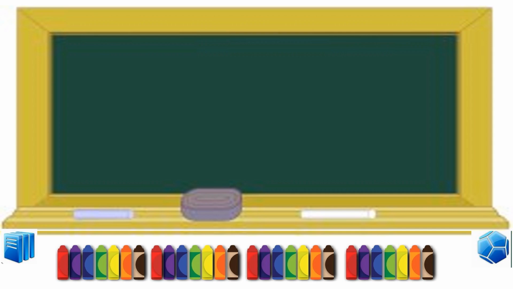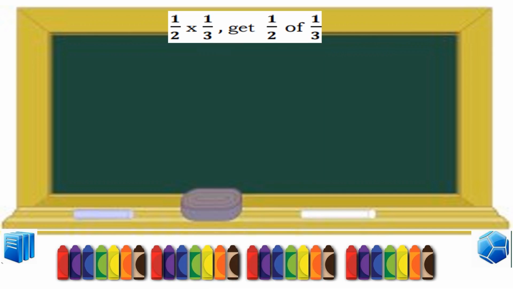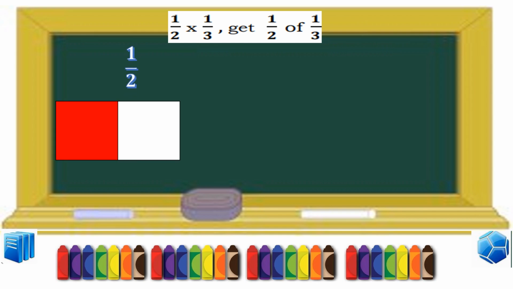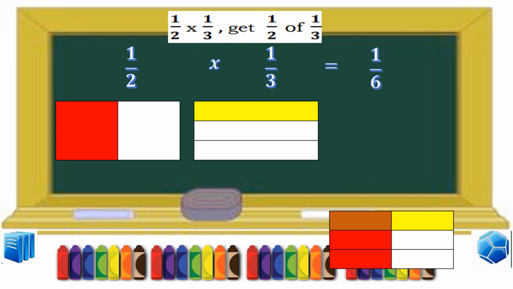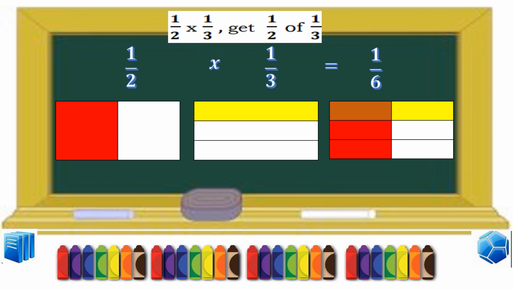So let's have a review. 1/2 times 1/3, or get 1/2 of 1/3. So this is 1/2. Out of 2 equal parts, 1 shaded part, times 1/3. So out of 3, so yung isa ay hinati natin in column, yung isa hinati natin in rows. So out of 3, 1 yung shaded part. So we have the double shaded part, the orange part, which is 1 out of 6 rectangles.